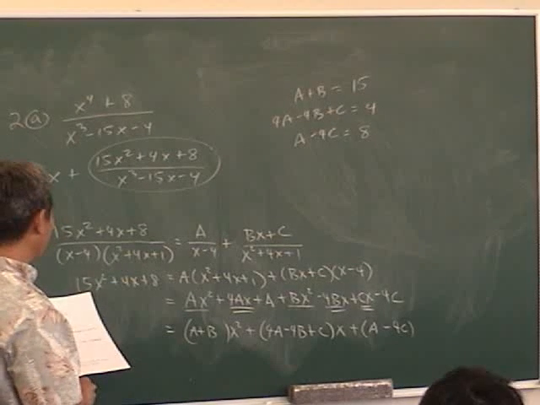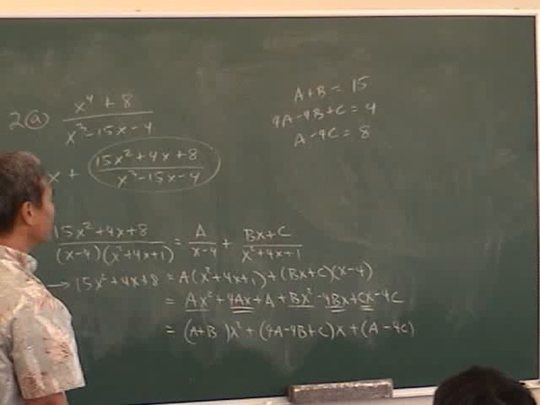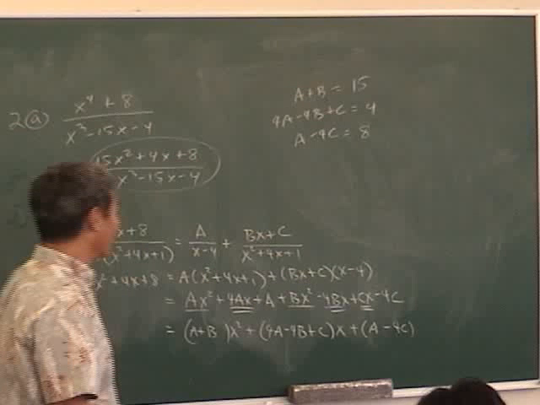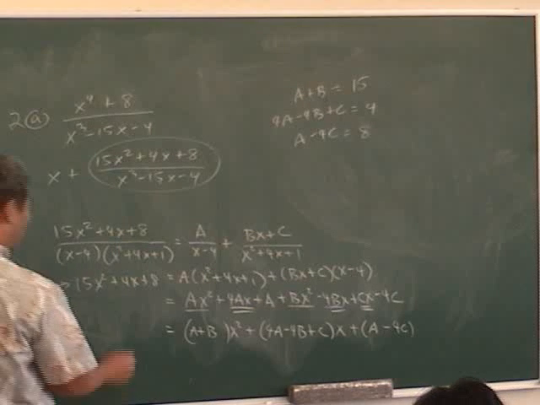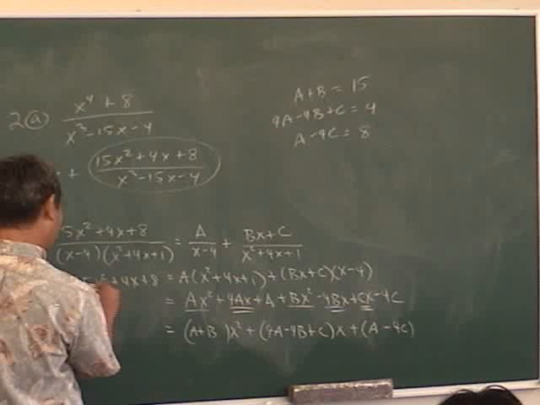What's a good number to plug in? Like right here, what's a good number to plug in for x? Not 0. 4, because it makes that thing 0. So if you plug in x equals 4, you will get 15 times 16, 240, plus 16 plus 8. 240 plus 24, 264.